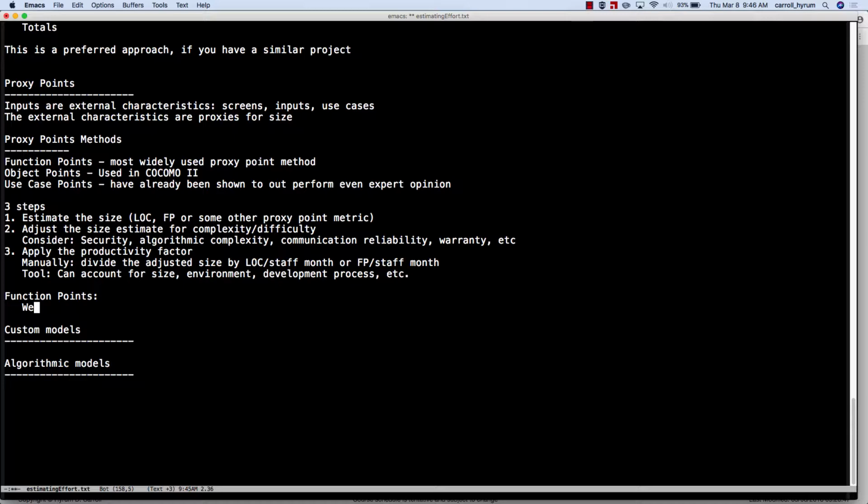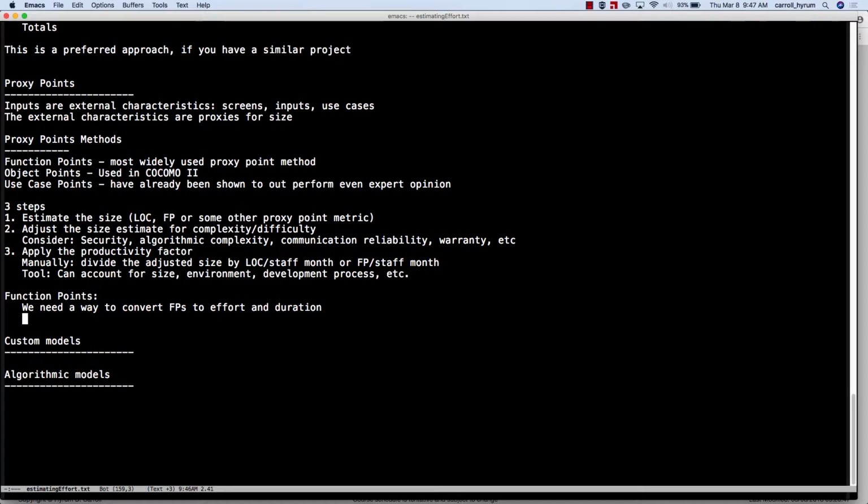With function points, we need a way to convert function points to effort and duration, a schedule, things like that. Okay, so we have function points. We say, okay, this is how many functions. This is our function point count for this project. Now, what are we going to do? So we got lots of options. Let's discuss these in turn.